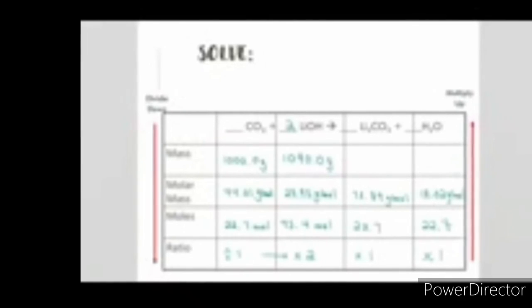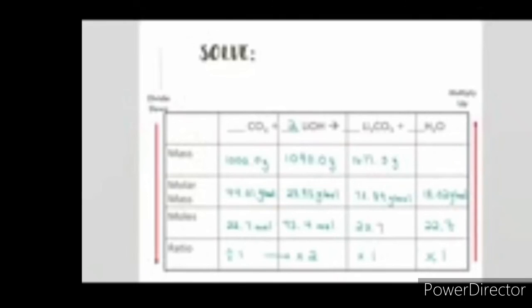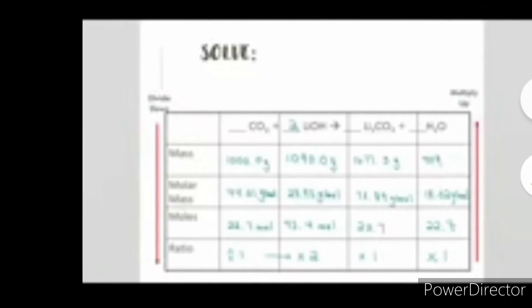So if we multiply the first one by 22.7, because we multiply up, we would end up with 1,677.3 grams of lithium carbonate. And then the other one, 22.7 times 18.02, we end up with 409.05 grams of water.